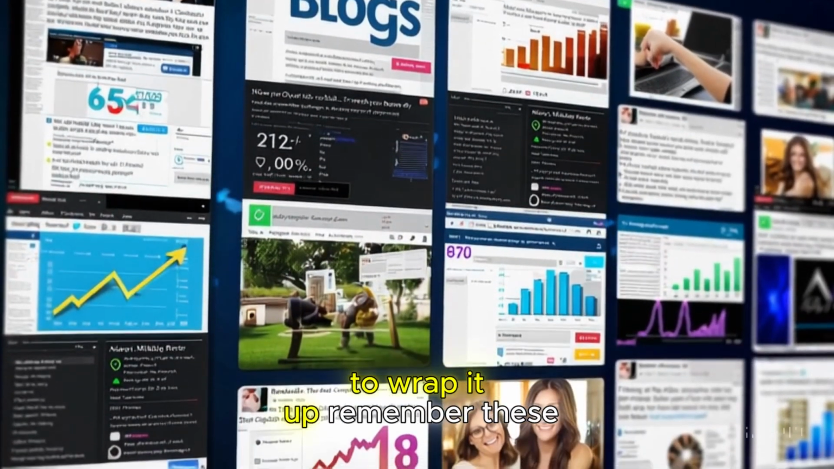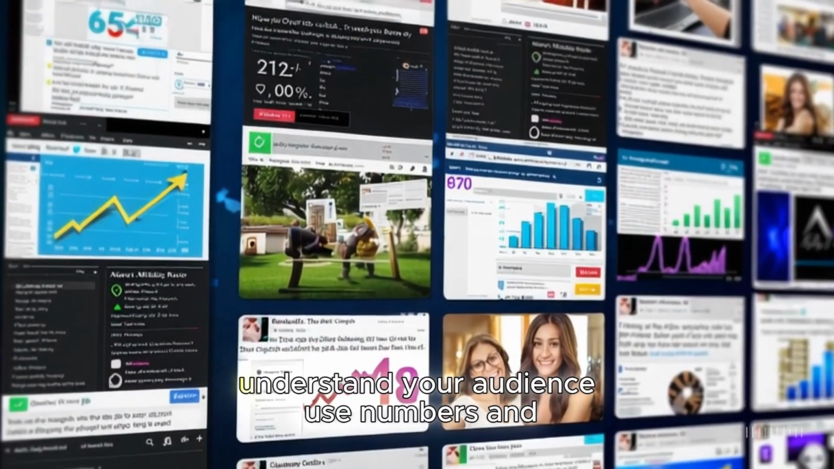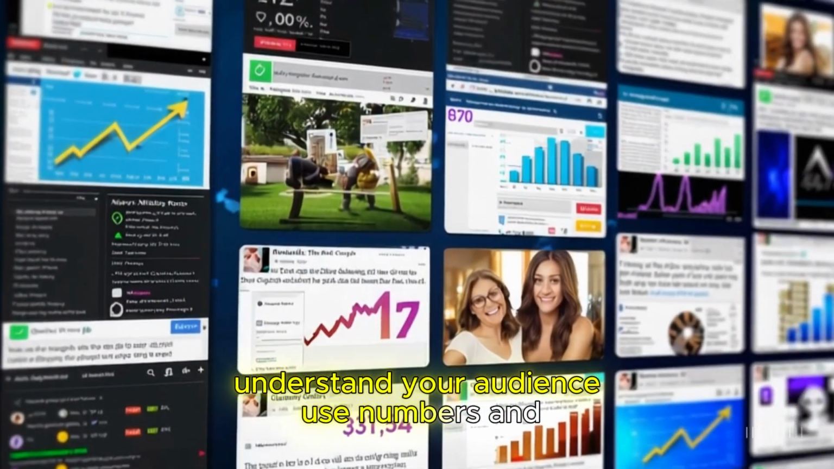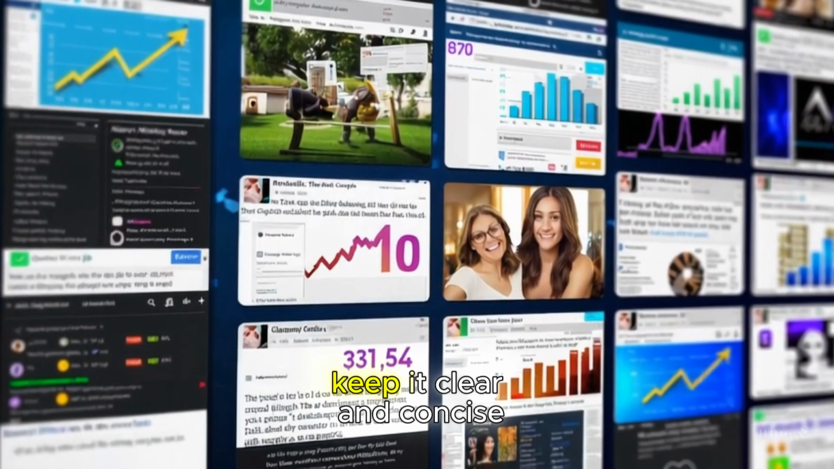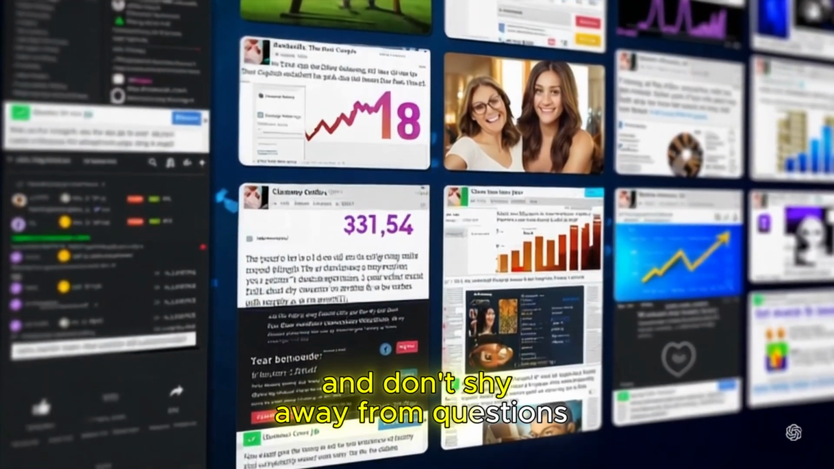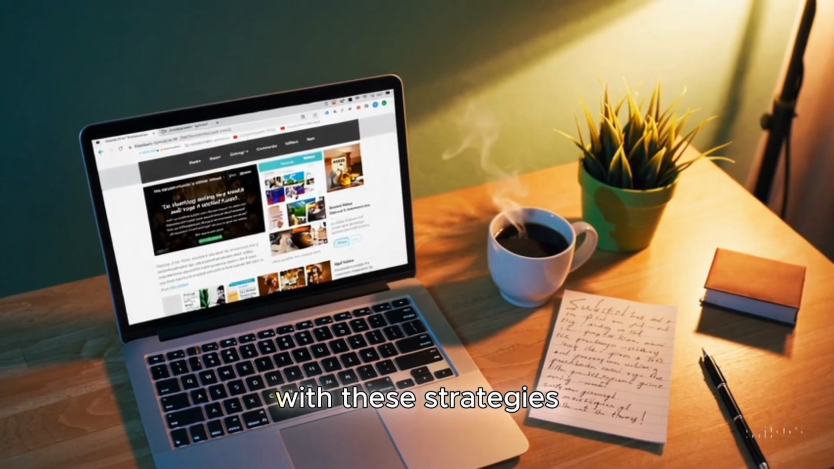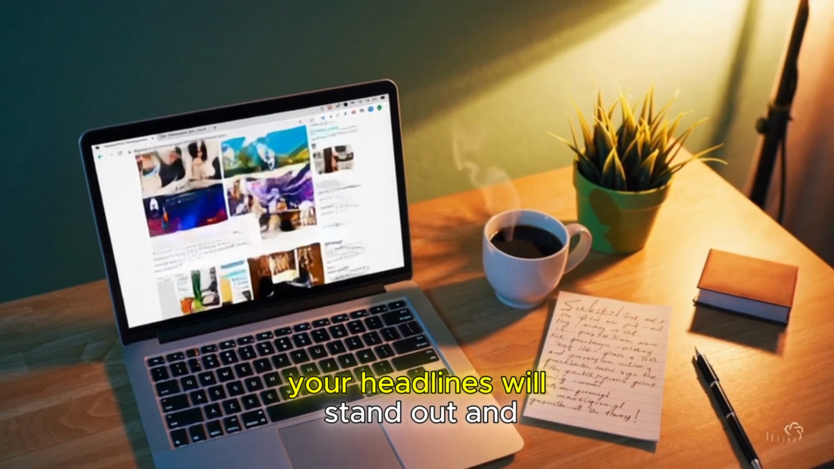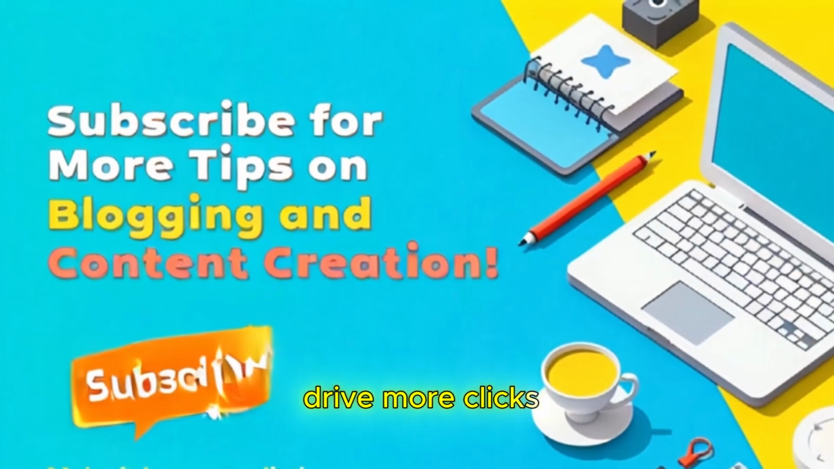To wrap it up, remember these 5 tips. Understand your audience, use numbers and power words, keep it clear and concise, be specific, and don't shy away from questions or emotional triggers. With these strategies, your headlines will stand out and drive more clicks.